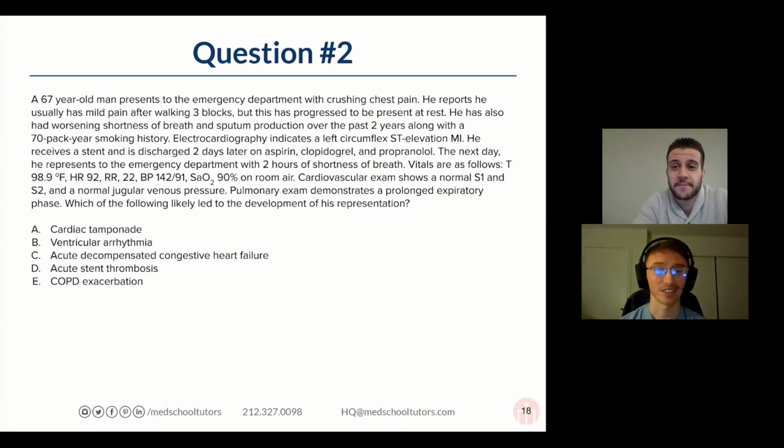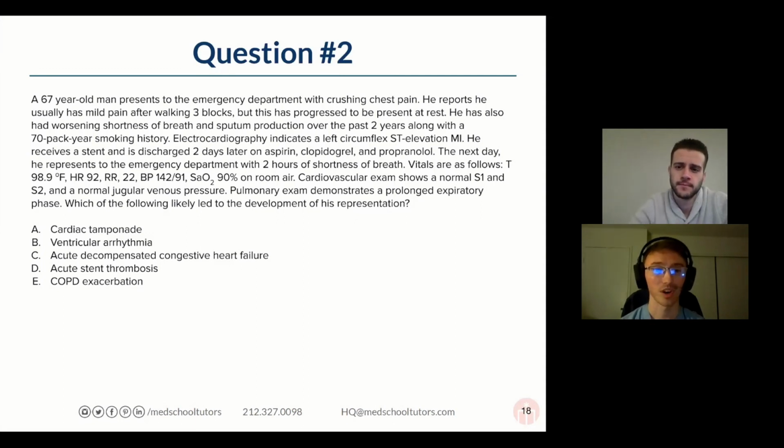Okay. So now we're getting pulmonary exam, demonstrates a prolonged expiratory phase. Okay, awesome. Now we're back to the question. Which of the following likely led to the development of the representation? As y'all are mentioning, this new shortness of breath is really the symptom that I think we're dealing with. And because his cardiac exam is normal, he has a normal S1, normal S2, and no JVD, that tells us that the shortness of breath probably is more related to a pulmonary issue. At least it's not related to heart failure.